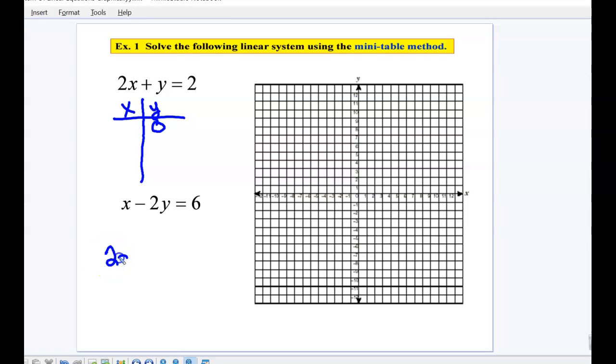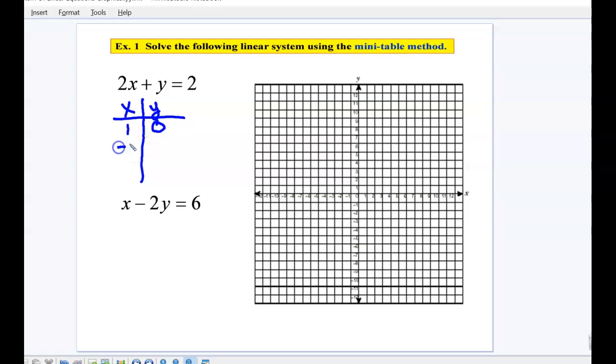I'll just show you here. So I get 2x plus 0 is equal to 2. So 2x equals 2. Divide both sides and x is 1. So there's my first point. Now let's try another point. What if x is 1? Oh, sorry, we already did that one.